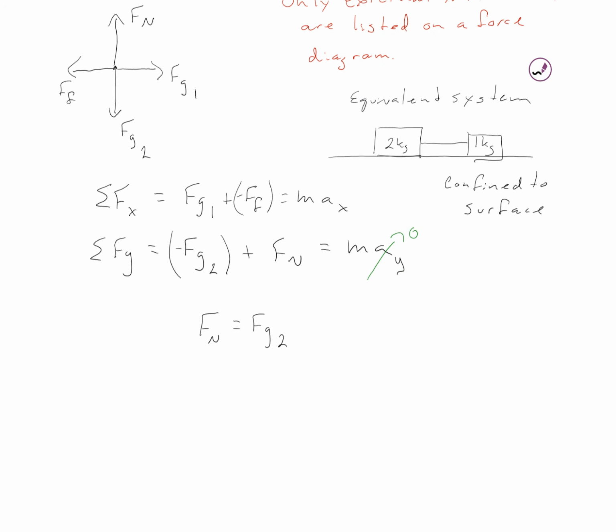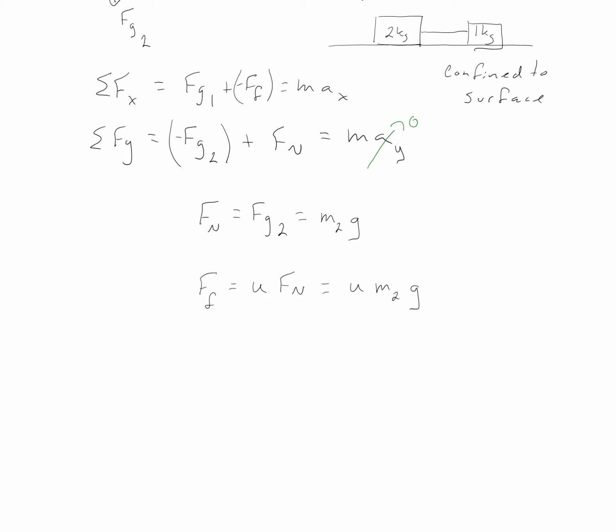Now that tells me what I need to do in the y direction. I need to get a number for force normal. Well, force normal is force due to gravity 2, that's mass 2 times gravity. That's important because force of friction is equal to coefficient times the force normal, or in this case, coefficient times mass 2 times gravity. That's something I can substitute into the x case.